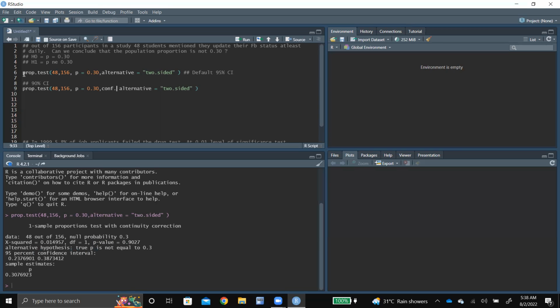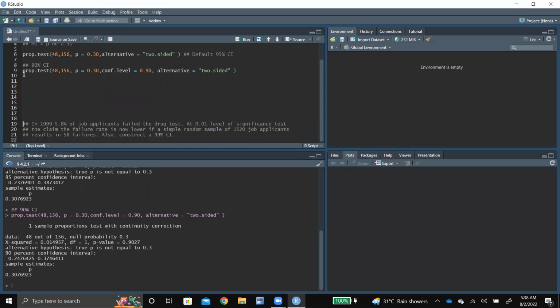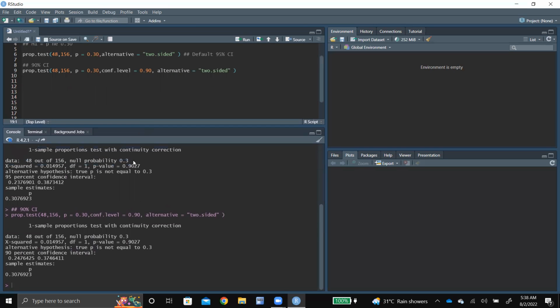So the conf.level assigns what percentage of confidence interval we're looking for. For 90%, this should be 0.90. If we hit enter, you can check that everything remains the same. The proportion remains the same, the p-value remains the same, the alternative hypothesis remains the same. The only thing that changes is the confidence interval, from 0.2476 to 0.3764.